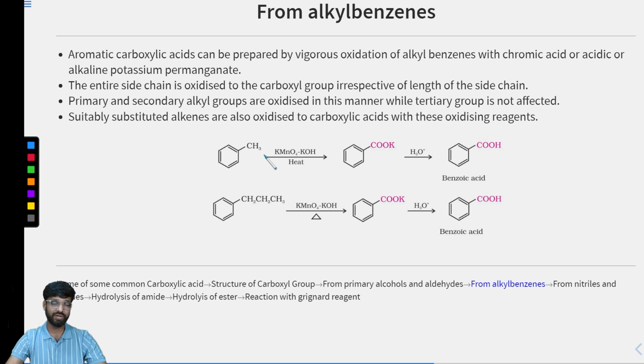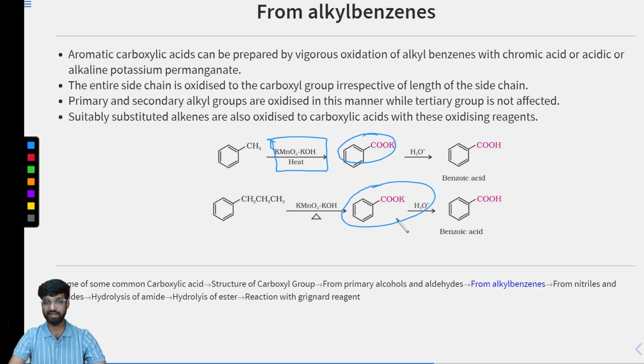We treat this alkyl benzene with KMnO4 and KOH in the presence of heat, which gives us carboxylic acid directly. No matter what the length of the chain is, all of it will be removed and we'll be left with the carboxylate ion. In this case, you have to heat it harder because it has a carbon-carbon bond that has to be broken and removed to get this product. At last we do the protonation.